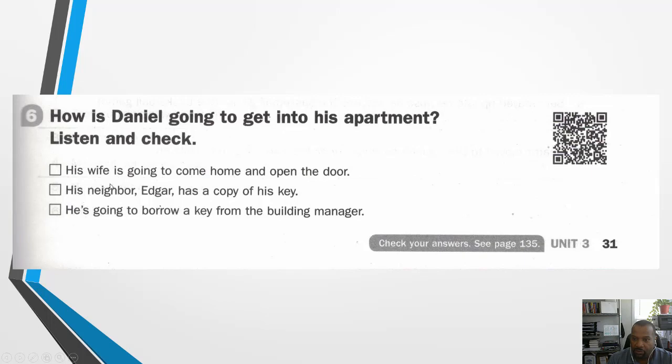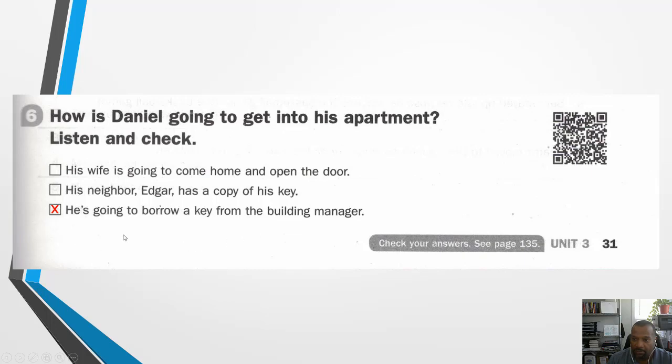Because Daniel hasn't given him the copy yet. He said he will give him a copy of his keys, and then Edgar will give Daniel a copy of his keys to his apartment, but that hasn't happened yet. So this is not correct either. So the last one is he's going to borrow a key from the building manager. So this one is the correct one, right? Because this is the one that actually happens during the conversation.